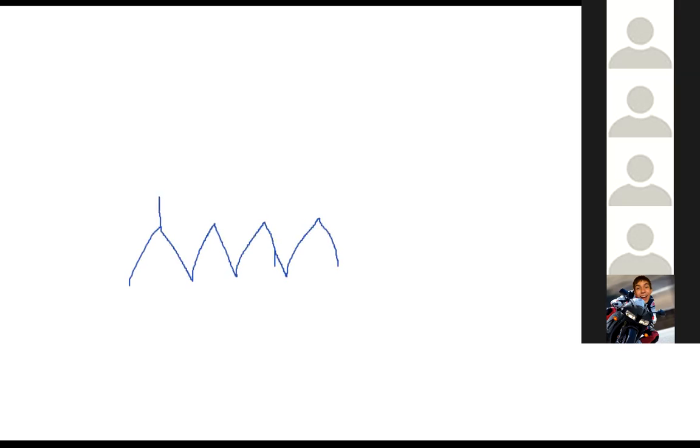Since it's dinitro, you want 1 on 2 and 3, so NO2. And then on 3, you want NO2. And then since it ends with an ol on 4, you'll have here O and H. That was mine. What do you guys think?